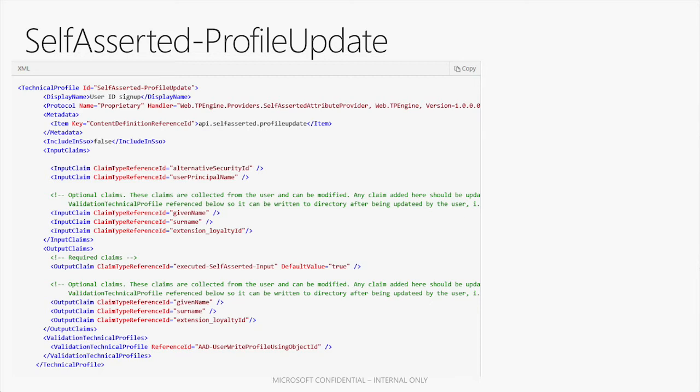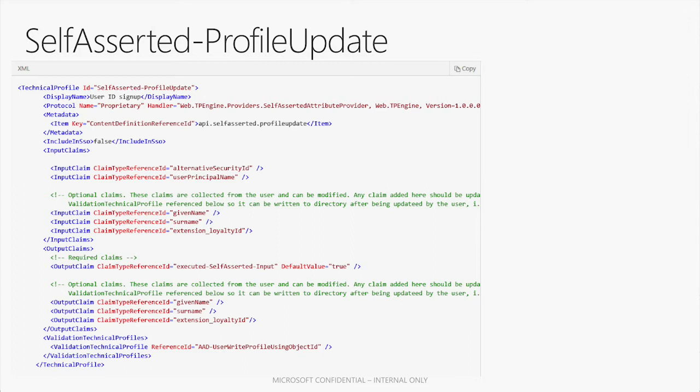In this case, if you look at the second section, there is given name, surname, and extension loyalty ID. That means the user will see a given name, a surname, and an extension loyalty ID or loyalty ID, whatever the display name is, those fields on the UI when they are at the profile edit. We have all three of them as input claims as well, which means that wherever we retrieved the values for given name, surname, and loyalty ID, that will be fed into self-asserted as well. Same way as we would do it for any other provider.